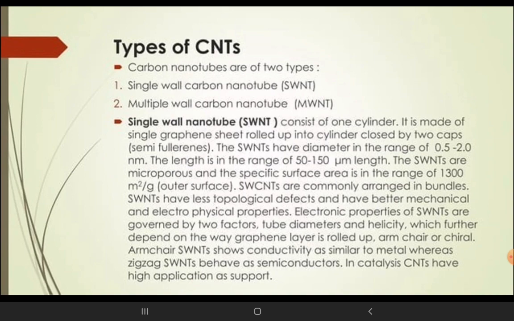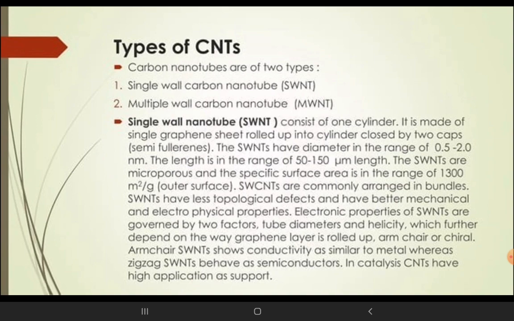Electronic properties of SWNTs are governed by two factors, tube diameter and helicity, which further depend on the way the graphene layer is rolled up, armchair or chiral. Armchair SWNTs show conductivity similar to metal, whereas zigzag SWNTs behave as semiconductors.